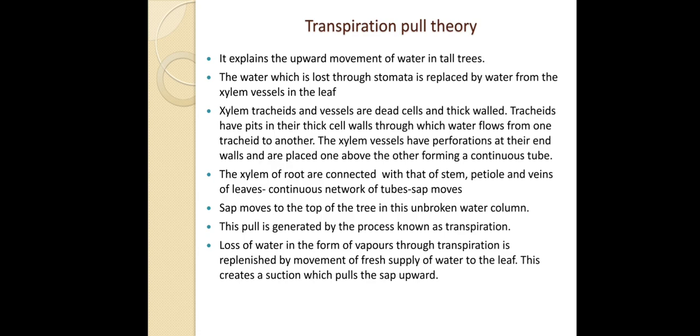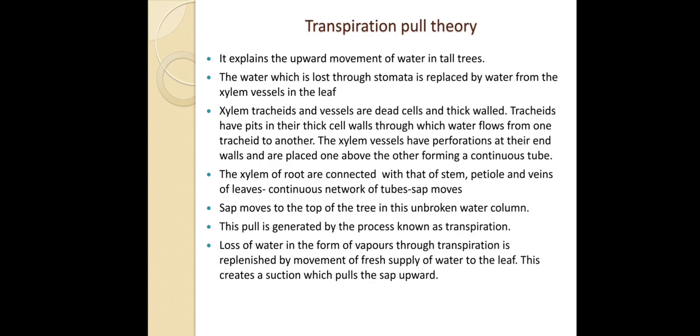So the water which is lost through stomata is replaced by water from the xylem vessels in the leaf. What is happening here? Just see. Xylem tracheids and vessels are dead cells and thick-walled. Tracheids have pits in their thick cell walls, as I've already shown you in the previous slides, through which water flows from one tracheid to another.